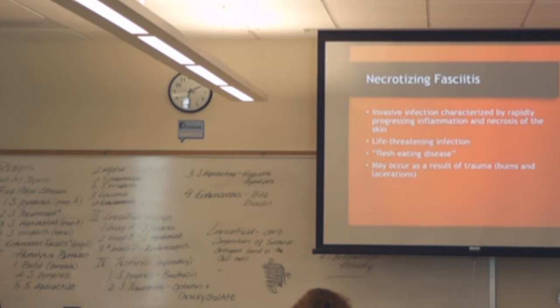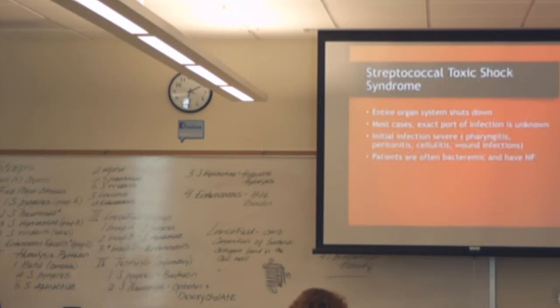Okay? All right, another really bad one, STSS, streptococcal toxic shock syndrome. Your entire organ system can shut down on this one. And again, in most cases with this, the exact port of infection is unknown. Initial infection is pretty severe. You can have cellulitis or wound infections. Patients that have STSS are often bacteremic, meaning bacteria in the blood, and/or they have NF, necrotizing fasciitis. So imagine yourself in that condition. You're dealing with necrotizing fasciitis plus you have this. You're not going to be doing too good, hence the 70%, okay?